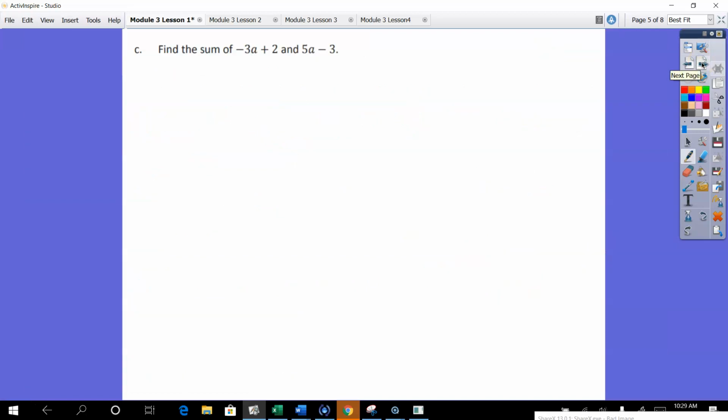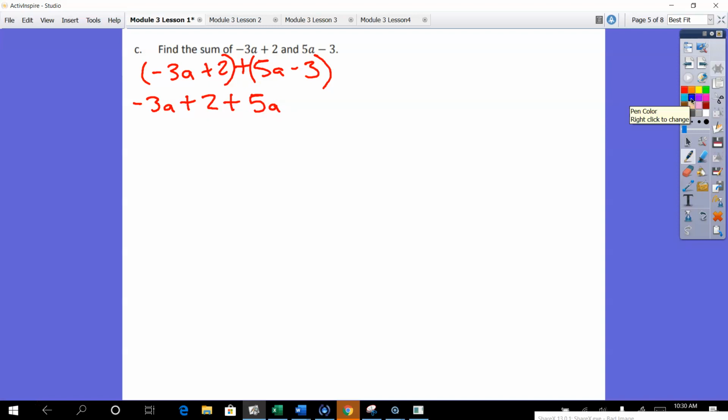Find the sum of negative 3a plus 2 and 5a minus 3. Okay, so let's write it out first. Negative 3a plus 2 plus 5a minus 3. Because I see subtraction, the very first thing I'm going to do is change everything to addition. So we have negative 3a plus 2 plus 5a, and then the subtraction sign is going to change to an addition sign. So then we have the additive inverse of positive 3, which is negative 3. So that was add the opposite.